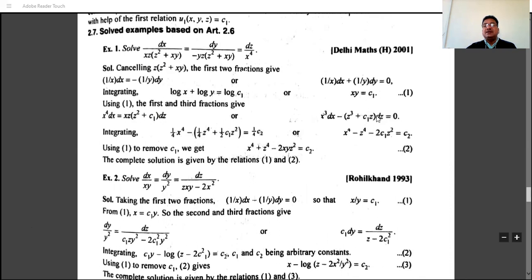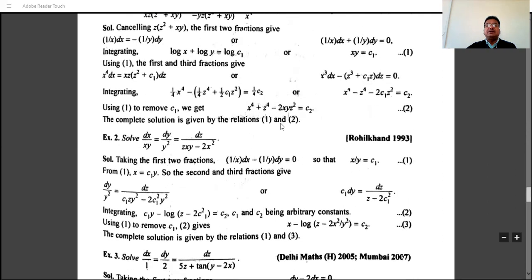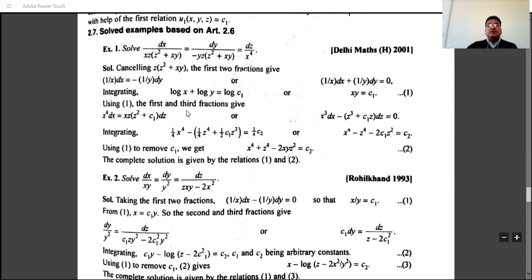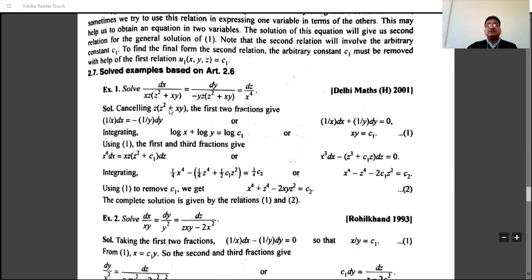C1 is constant, integration of z is z square by 2, and then suppose C2 dash is the constant, then multiply by 4, we have this, and 4 C2 dash is suppose C2, so we have this answer. So this is actually the sub method of method number one. That is, first find one solution by using the first method.